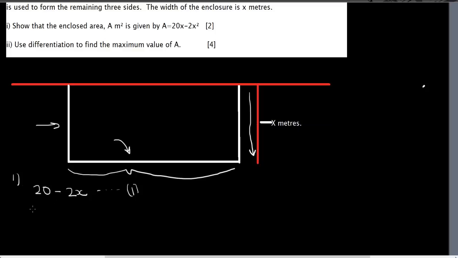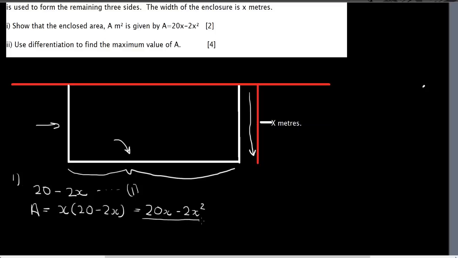Now we can reason then that the area is going to be this length times that width. So the area is going to be x, the width there, times 20 minus 2x, and that gives us x times 20 is 20x, x times minus 2x is minus 2x squared.